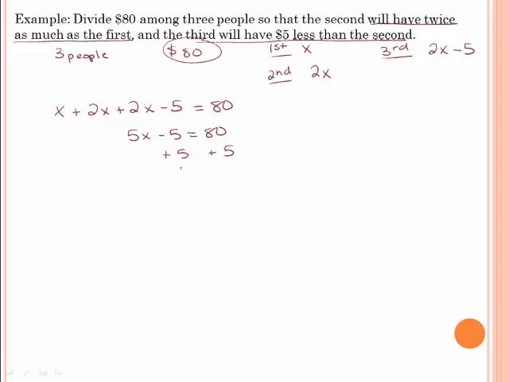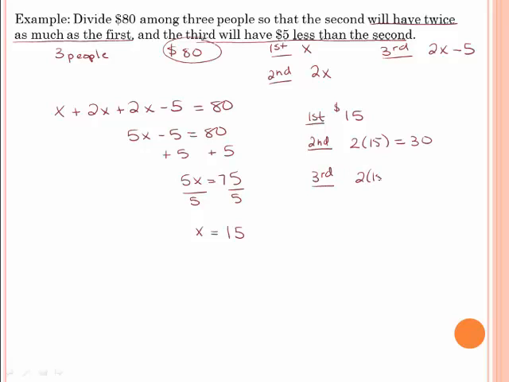Add 5 to both sides, and I get that 5x is equal to 75. Divide by 5, and x is equal to 15. Okay, so we have that the first person has $15. The second person has twice that, so they should have 30, and the third person should have 30 minus 5, which is 25.